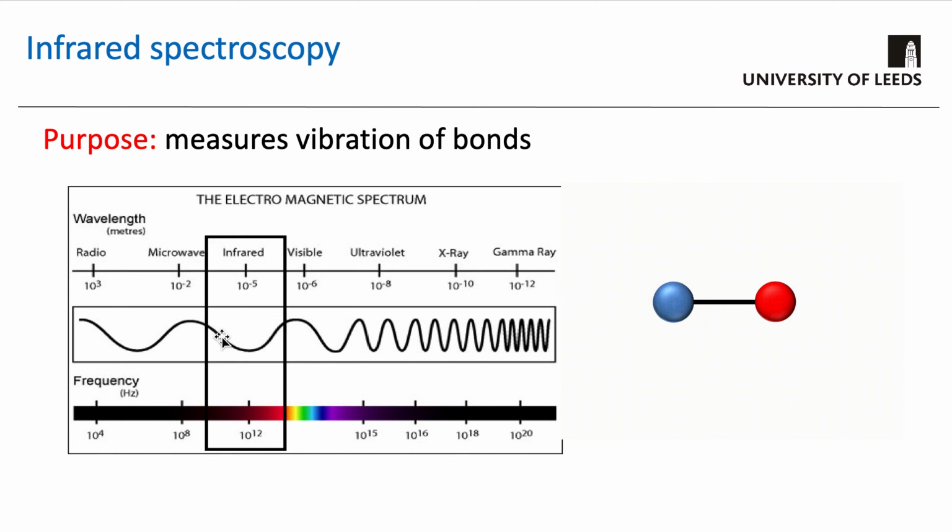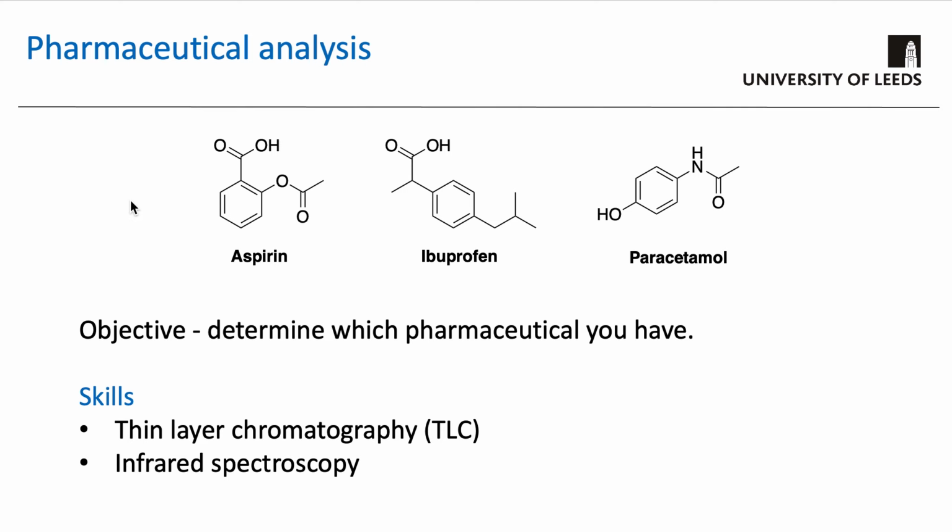And so what we can do with infrared spectroscopy is work out what bonds we have in our molecules, and therefore work out what structures these molecules have, because depending on the type of bond, they'll have a different energy of vibration, but all will be within the infrared region. Okay, so again, we'll go back to the structures.